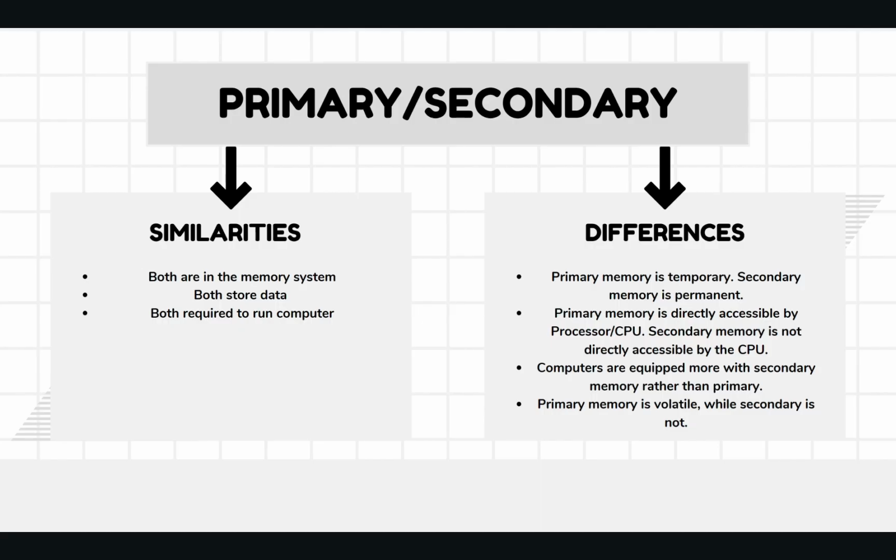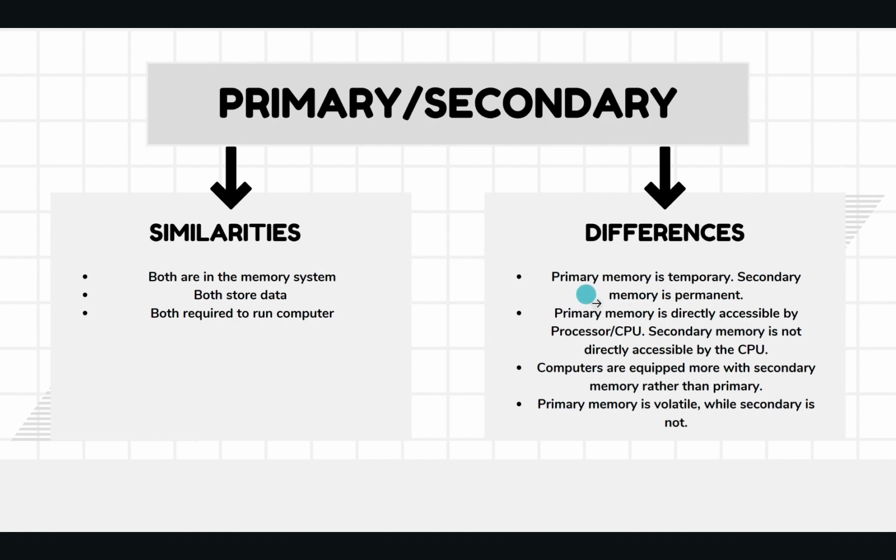And let's compare and contrast primary and secondary memory, because it will be asked of you in the examinations, summative works or formative works. So let's look at them. Similarities are quite straightforward and also very logical. First of all, they are both in the memory system, they both store data, and both are required to run a computer, which means that they are very important, because without them, the computer won't work.